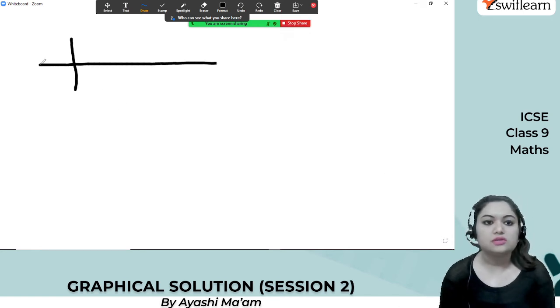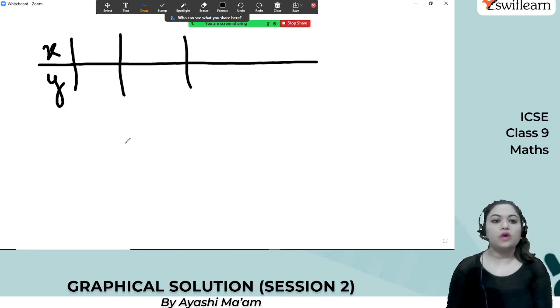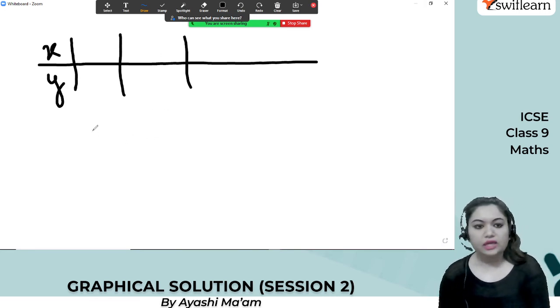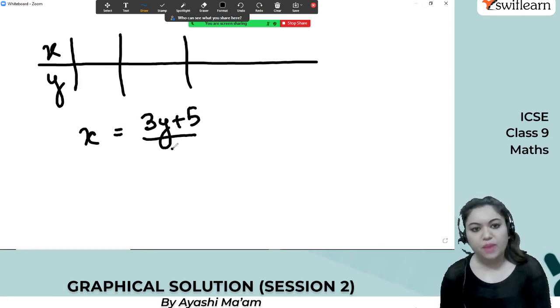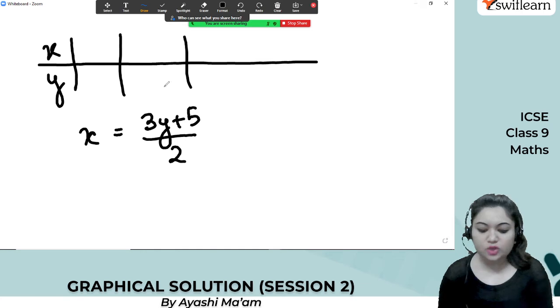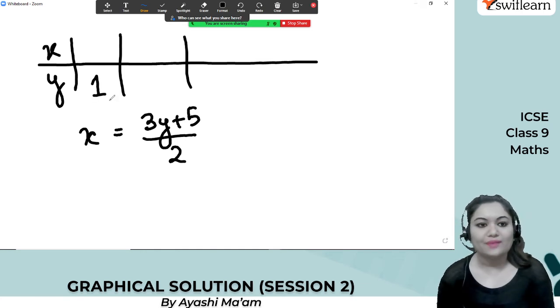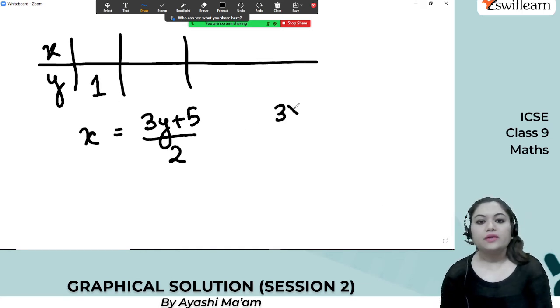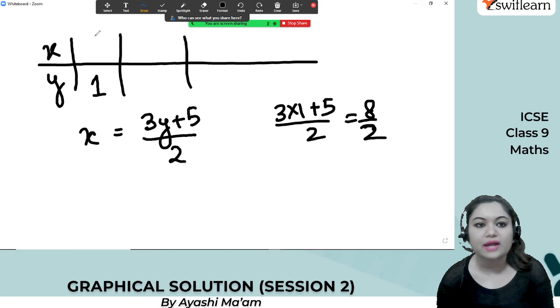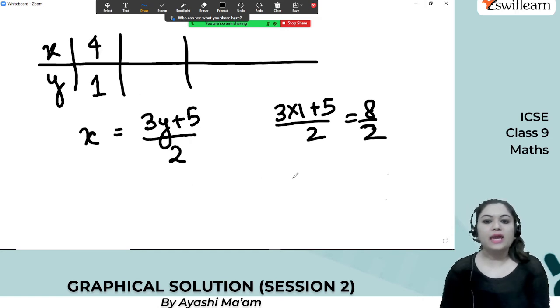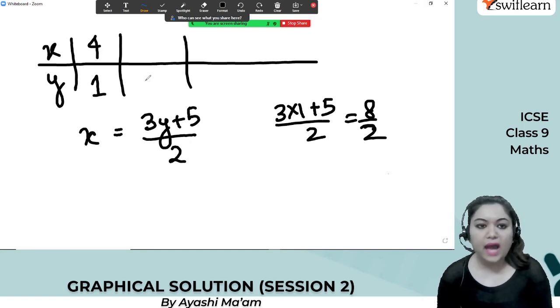So suppose here I am taking x, y, and we are going to plot out the different points. Now the equation is x equals (3y plus 5) by 2. So first let us take y as 1. Then what will happen? (3 into 1 plus 5) by 2, that means 8 by 2. So what are you getting in place of x? We are getting 4.